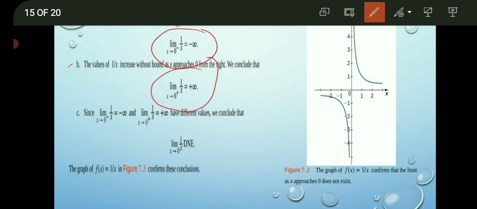So in letter C, we have the limit as x approaches 0 from the left of 1 over x is equal to negative infinity, and the limit as x approaches 0 from the right of 1 over x is equal to positive infinity. They have different values. We conclude that the limit as x approaches 0 of 1 over x is DNE, or does not exist. So the graph of f of x is equal to 1 over x confirms that the limit as x approaches 0 does not exist.